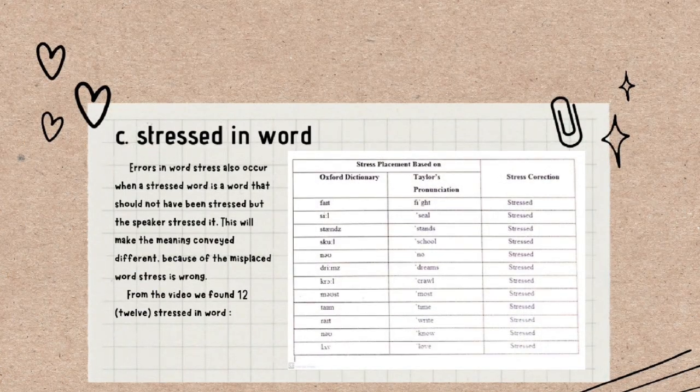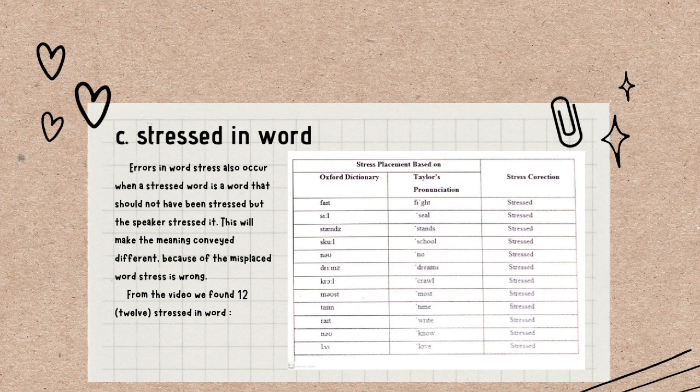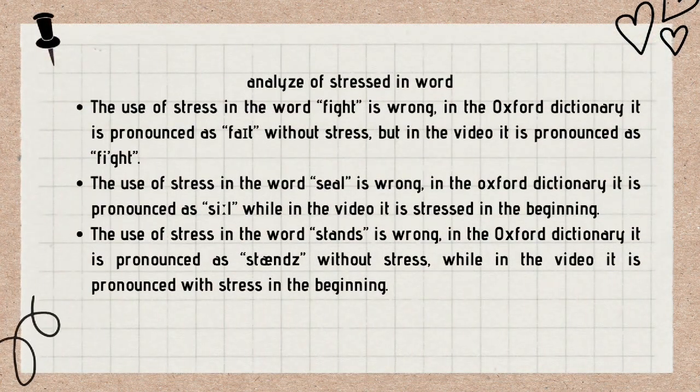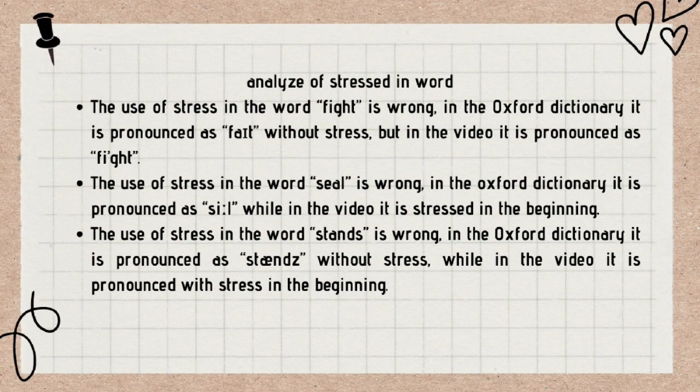C. Stress in word. Error in word stress also occurs when a word that should not have been stressed is stressed by the speaker. This will make the meaning conveyed different. From the video, we found 12 stresses in the word. Analysis of stress in word.